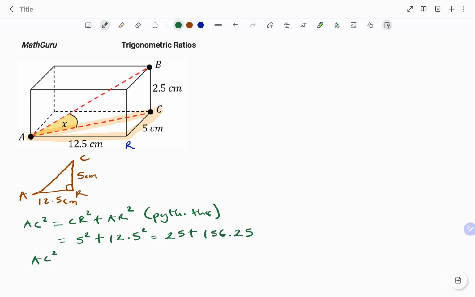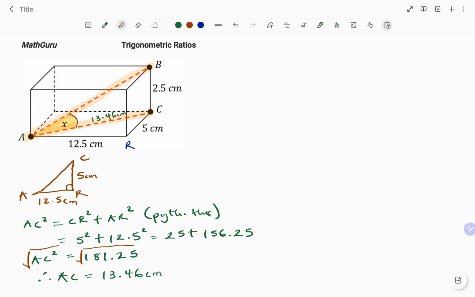Therefore, AC squared equals, if I add that together, 181.25. And to find AC, I just need to find the square root of both sides. Therefore, my AC equals square root of 181.25. That's 13.46 centimeters to 2 decimal places. So now that I have the value of AC, I'm going to move ahead.